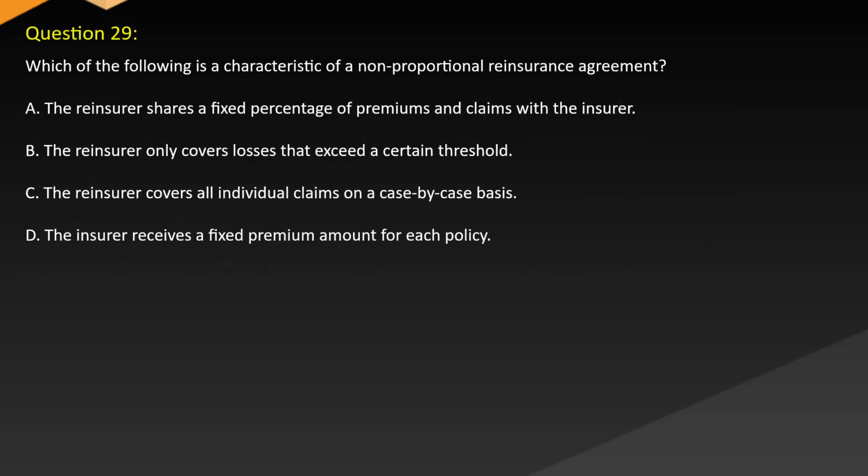Question 29. Which of the following is a characteristic of a non-proportional reinsurance agreement? A. The reinsurer shares a fixed percentage of premiums and claims with the insurer. B. The reinsurer only covers losses that exceed a certain threshold. C. The reinsurer covers all individual claims on a case-by-case basis. D. The insurer receives a fixed premium amount for each policy.